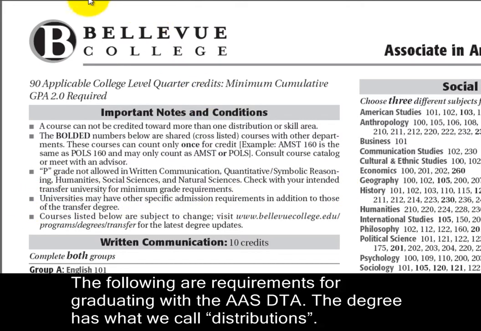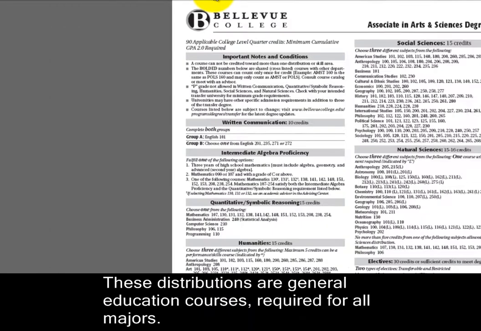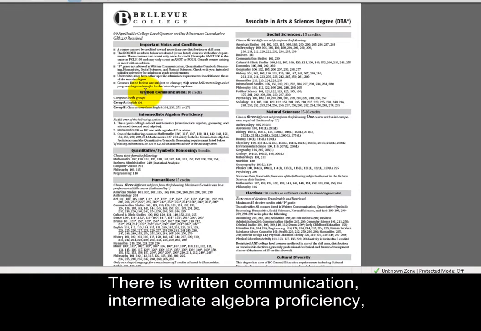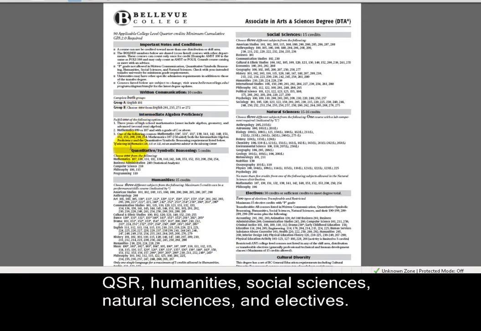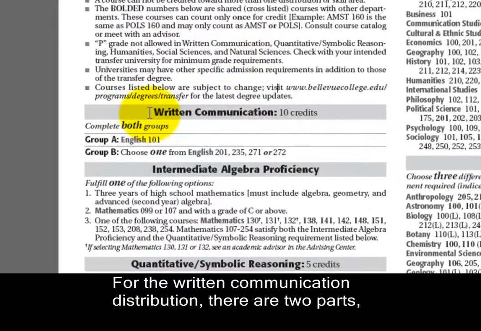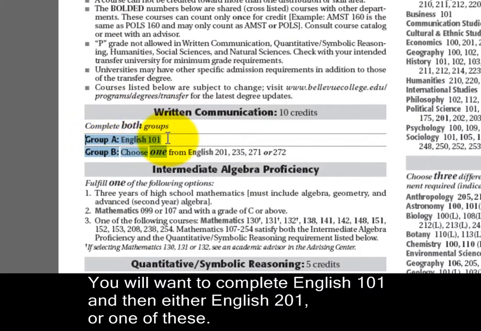The following are requirements for graduating with the AAS-DTA. The degree has what we call distributions. These distributions are general education courses required for all majors. There is written communications, intermediate algebra proficiency, quantitative symbolic reasoning, humanities, social sciences, natural sciences, and electives. For the written communications distribution, there are two parts. You'll want to complete English 101 and then either English 201 or one of these courses.